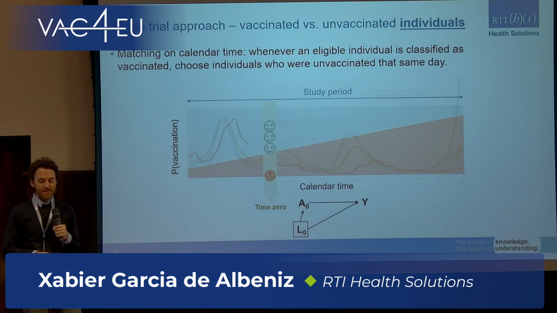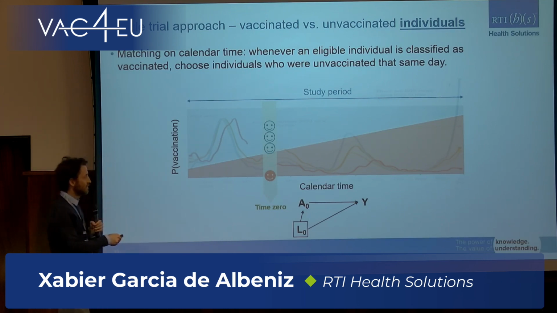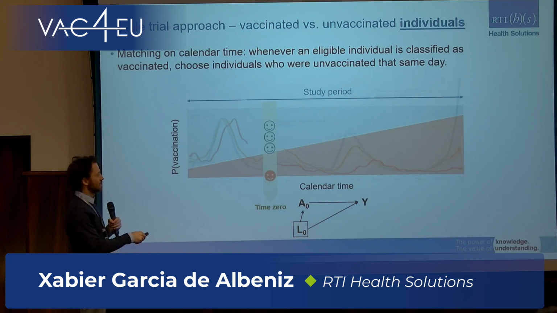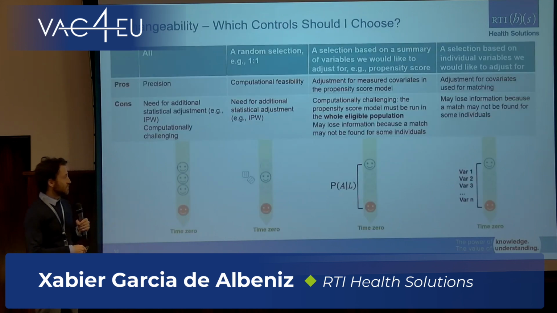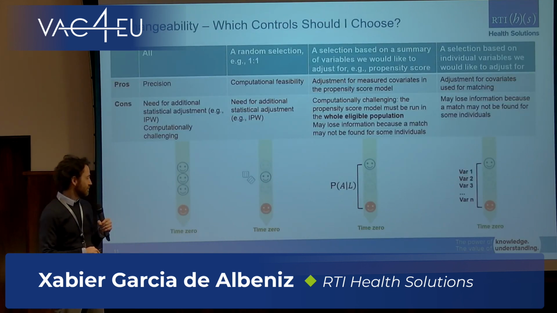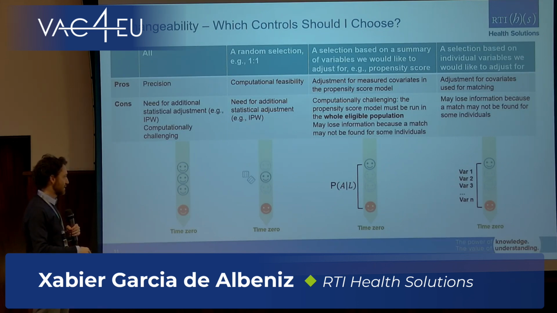The problem here is that if you emulate a single trial by choosing only one time zero in your whole study period, you might not have a lot of information, because you're taking only people vaccinated here. Okay, you can do that, and you have to come up with a way to choose your control. The exposed individual is the vaccinated person, and you have to pick a control for that. There are 4 options here. You can just choose everyone who was not vaccinated that day.